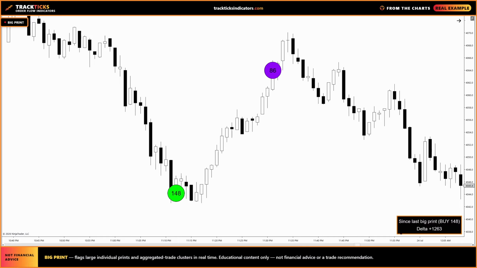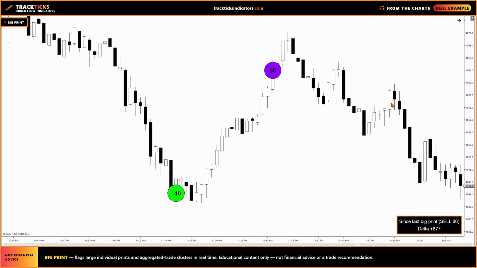Big Print has another feature worth showing, Delta since Big Print. Turn it on, then click directly on any print, individual or cluster, right on your chart. From that point, it gives you a running net delta count, starting from and including that print's own volume. So you're not just seeing that one large trade happen, you're watching whether the buying or selling that followed it actually kept going, in real time, tied directly back to that exact moment. That's the difference between seeing a big trade happen and knowing whether it actually mattered afterward.